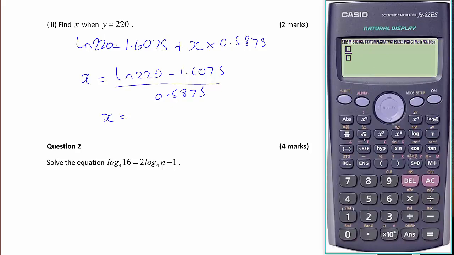and let's calculate that. So I've got ln 220, take away 1.6075 over 0.5875, and that's going to give me 6.44.